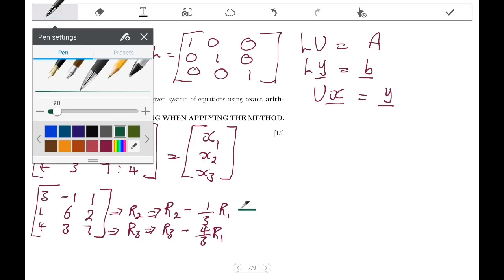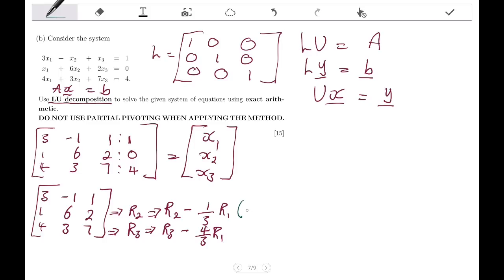And then if these two are the multipliers, I'm going to write this as row 2 minus 0.3333 row 1, and then row 3 minus 1.3333 row 1. I'm rounding it to 4 decimal places, because if it's written this way, it's irrational. Then you have to round it off to 4 decimal places. Then it's going to be 0.3333, then 1.3333 R1.